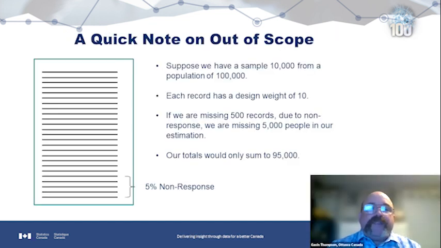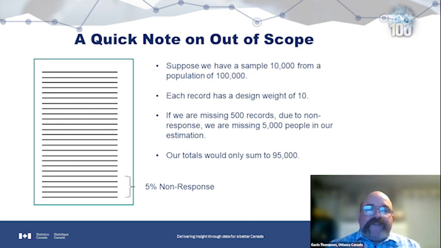Now, this is where things get interesting, at least interesting for me. So what do we do without a scope? I'm using an example here. Suppose we had a sample of 10,000 amongst a population of 100,000. So let's say you live in a country that has 100,000 households living in it, and you draw a sample of 10,000. Each record has a design weight of 10, so we sampled 10,000 amongst 100,000.